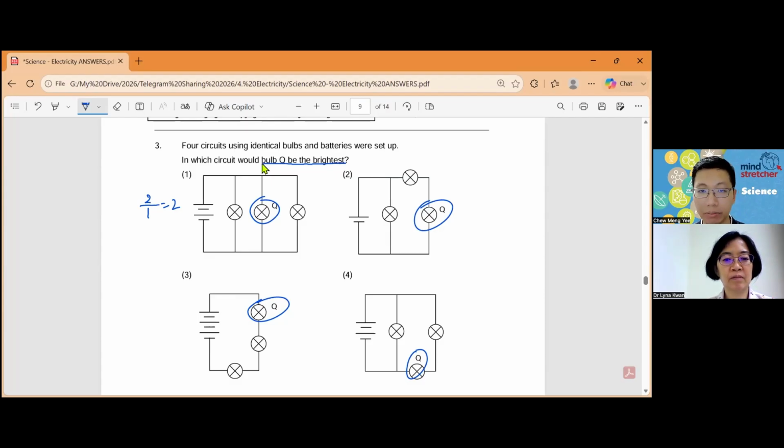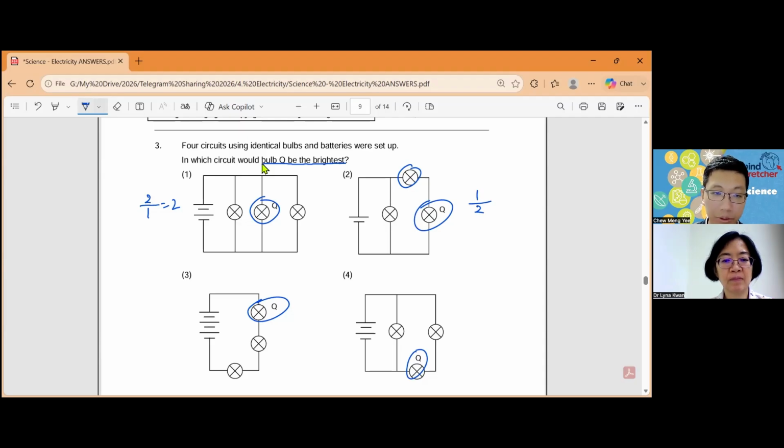One battery, but how many light bulbs are there in this path? Now you have to be very careful. A bit tricky here. You might think that this light bulb is in a different pathway. You have to be very careful. These two are in the same path, just placed in a different position to confuse you. So these two are in the same path, so it's 1/2. That's half.